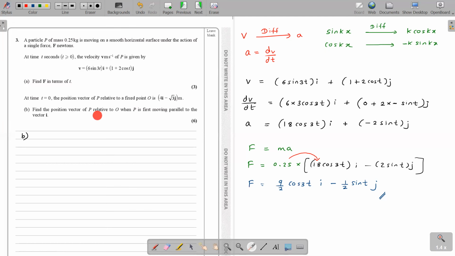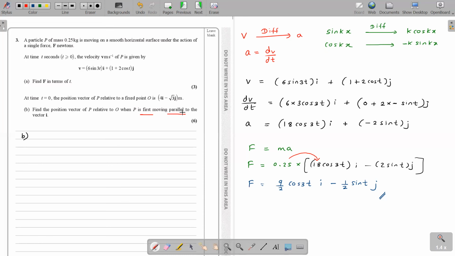They say find the position vector of P relative to O when P is first moving parallel to the vector i. Moving parallel to vector i is something you have learned in M1. Whenever they say this particle is moving parallel to a vector, what do we equate? Now we have several variables here. We have acceleration, which we have found. We have velocity. We can even find the position vector if we integrate.